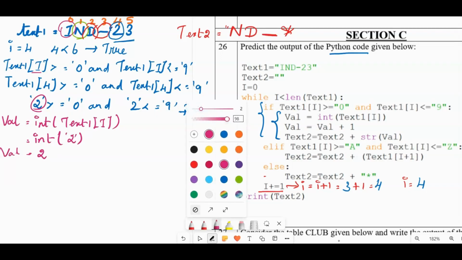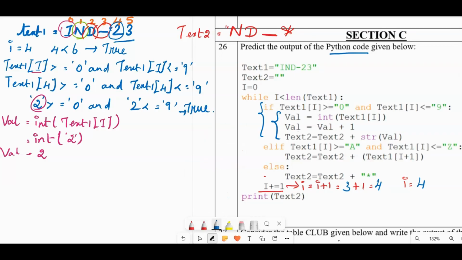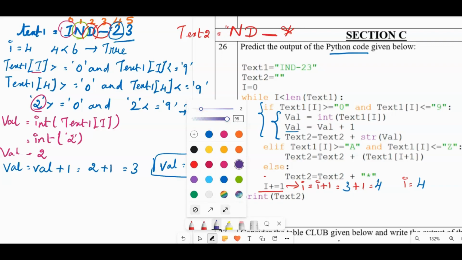Okay, what is the next statement which is given here? The next statement is val is equal to val plus 1. We have val as 2. So 2 plus 1, which is 3. Now val is equal to 3. Okay. So the next statement which is given here is the third statement.